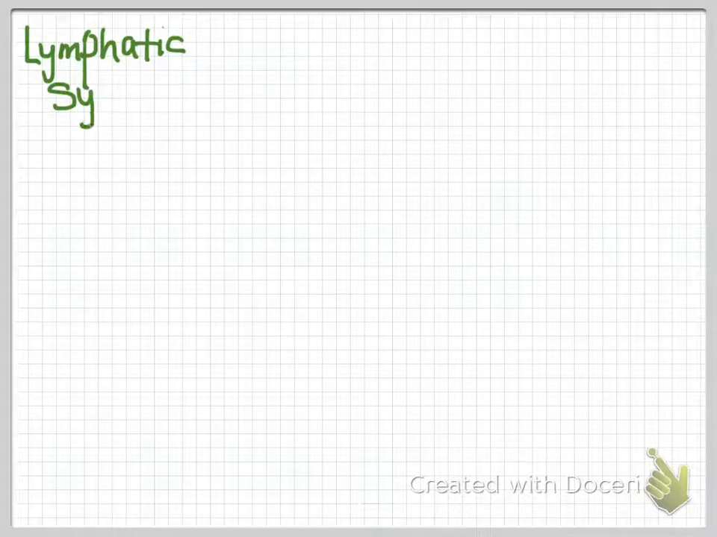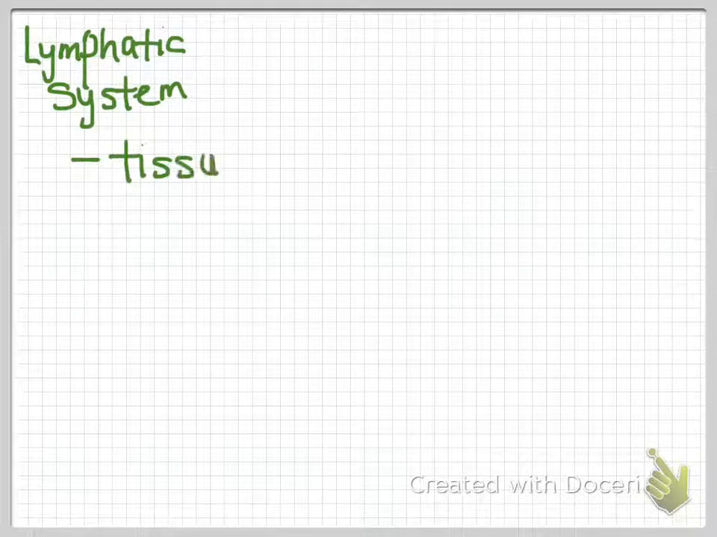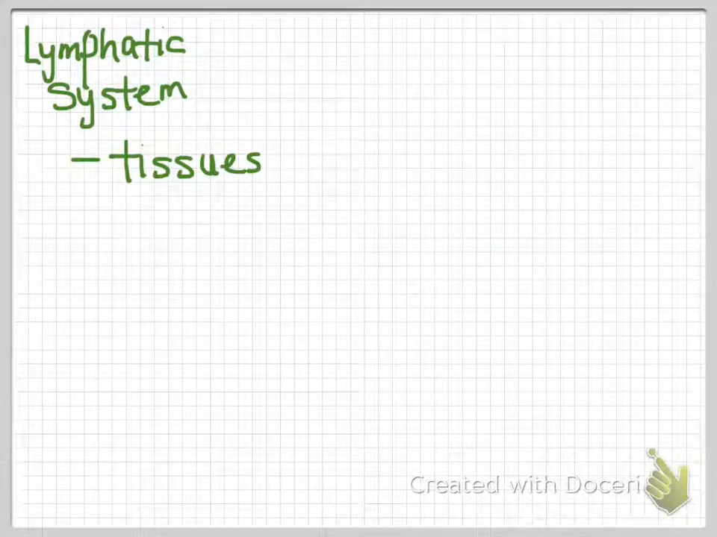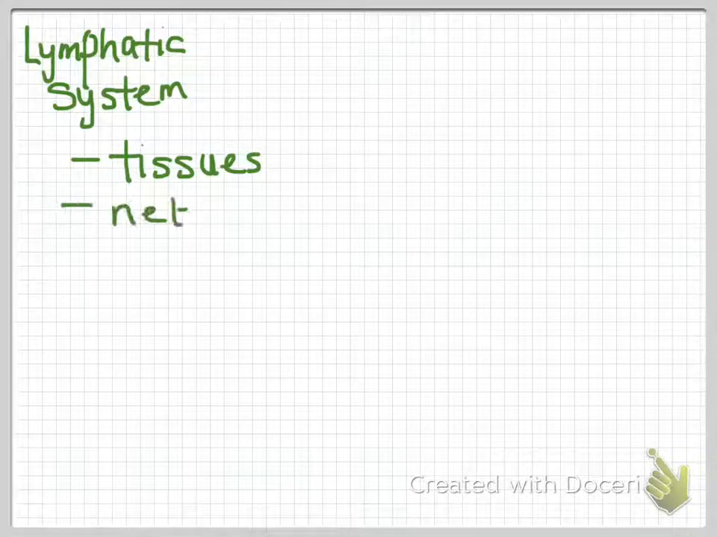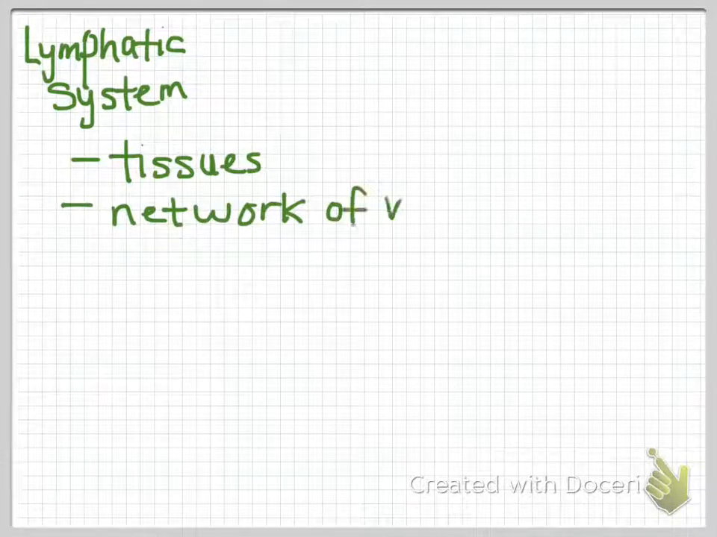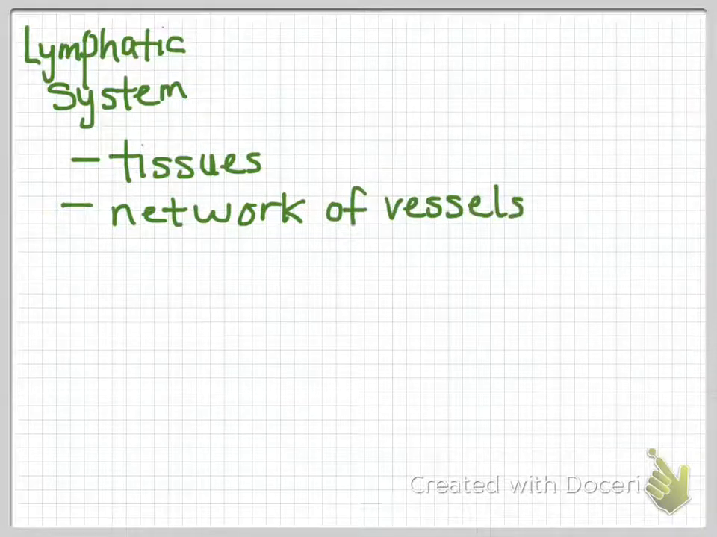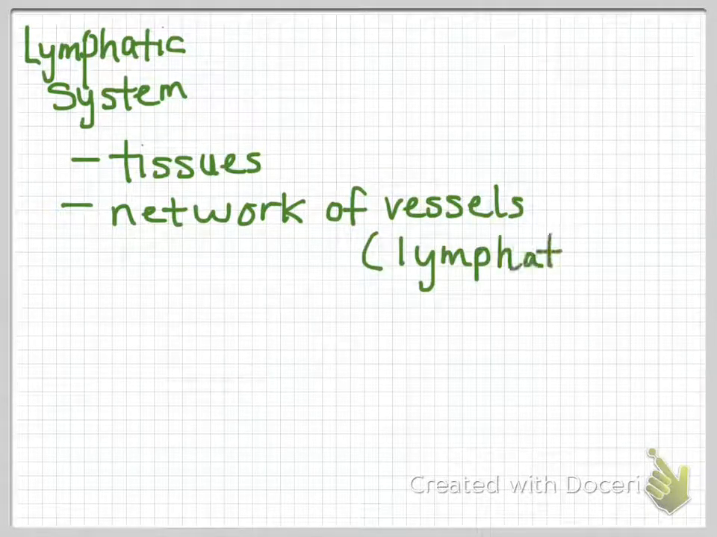So we're going to be talking about the lymphatic system. Involved with the lymphatic system are lymph tissues, and by lymph tissues I mean the lymph nodes, the spleen, the tonsils, Peyer's patches, and the appendix, as well as the thymus. All of these tissues have a specific job or a specific role within the lymphatic and immune system. There's also a network of vessels, and these vessels are also called lymphatics.